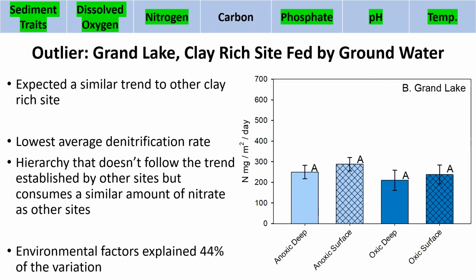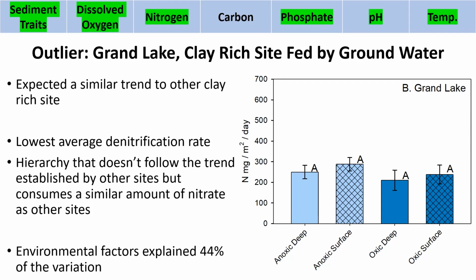Next, I'd like to talk about our outliers. This is never as simple as we'd like it to be. This is our Grand Lake field site, another clay-rich site that's predominantly fed by groundwater, but not actively inundated with surface water. Here, we expected a similar trend to our other clay-rich sites, but ultimately found something fundamentally different. Our lowest average denitrification rates, in a hierarchy that doesn't follow the trend of any of our other field sites, but this site still consumes a similar amount of nitrate as our other field sites. So ultimately, what could be occurring here?